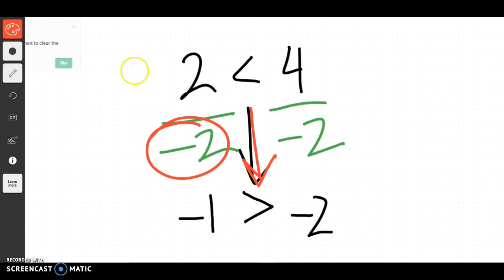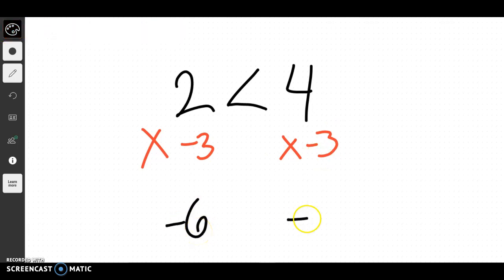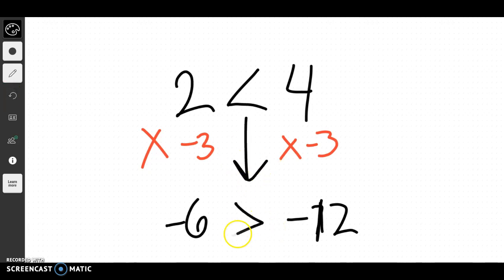You could do the same game with multiplying, because you'd have 4 is bigger than 2. We know that's true. Just multiply this by a number, so I'm going to multiply by negative 3. And you would see that this becomes negative 12, and this becomes negative 6. And if we kept the sign the same way, we would know, oh, that's not right. Negative 12 isn't bigger than negative 6, so it would have to flip. Okay, so anytime you multiply or divide by negative numbers, you do need to flip these inequality signs.